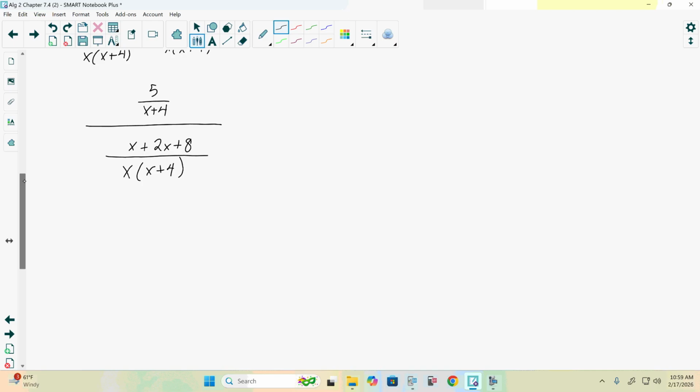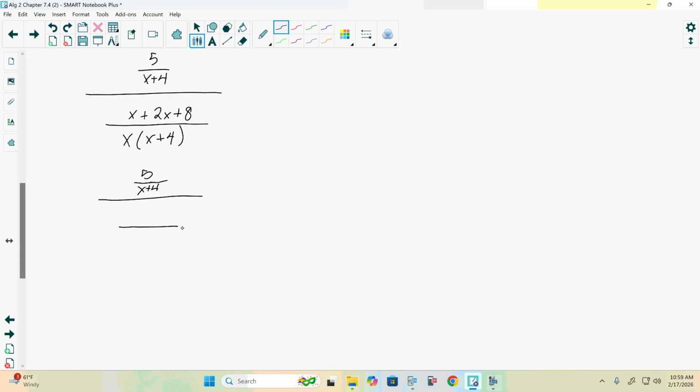Because we're still going to be able to go from here and say that x plus 2x is 3x. It doesn't have any like terms, so the numerator is going to be 3x plus 8, over x times x plus 4. Questions on this here?